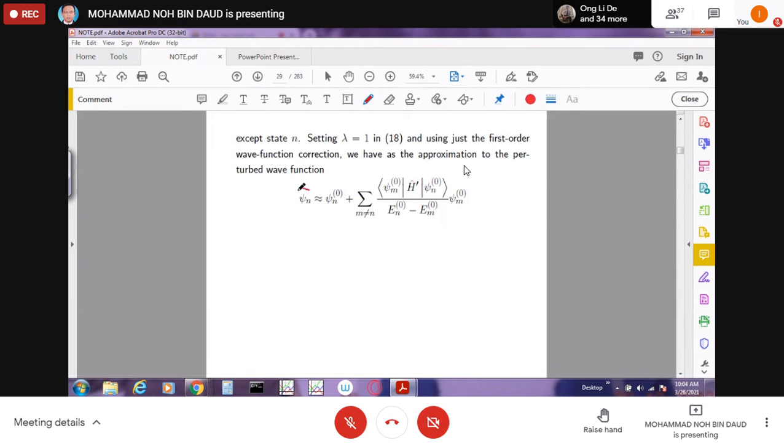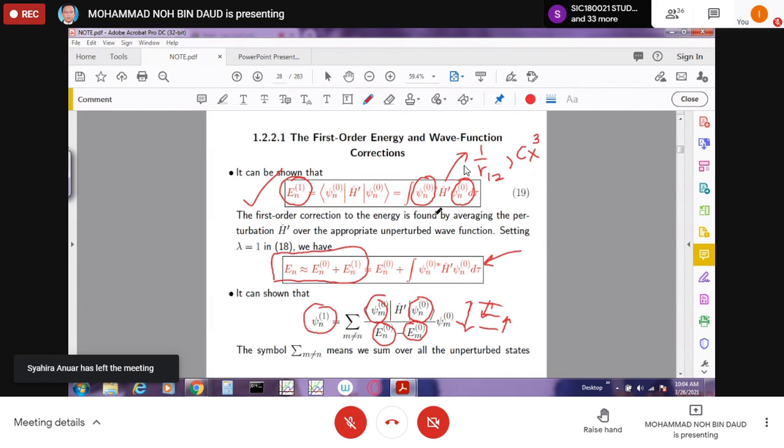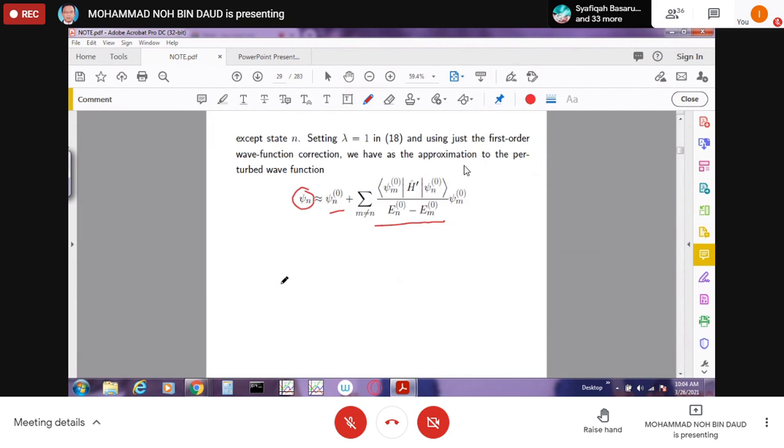Now we can write this approximate energy to be the zero order plus this first order energy correction. So you can see here, this is only the approximation E, and this psi here is also only an approximation.